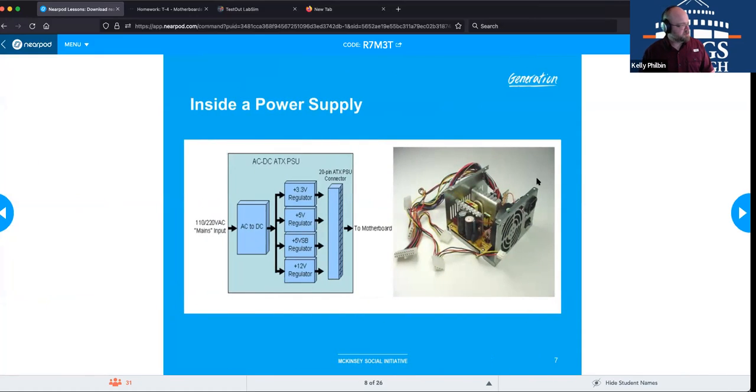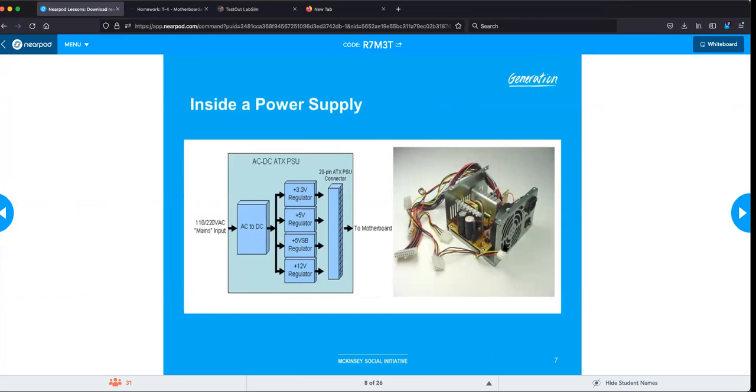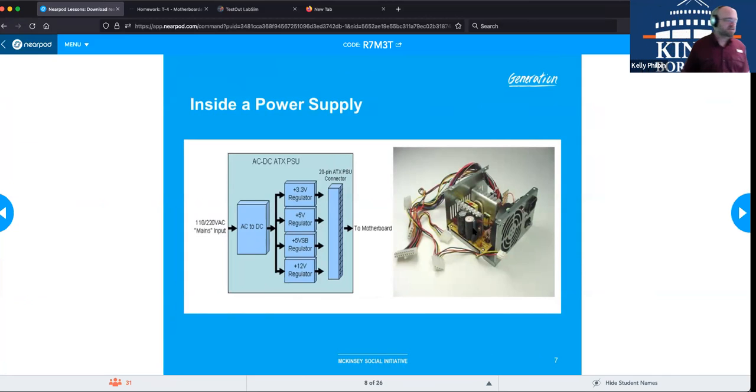Should we ever see a power supply look like this? No, we shouldn't. It should not be open. It's usually full of these little batteries right here, capacitors. Very, very dangerous. But they want to give us a peek inside what it may look like.